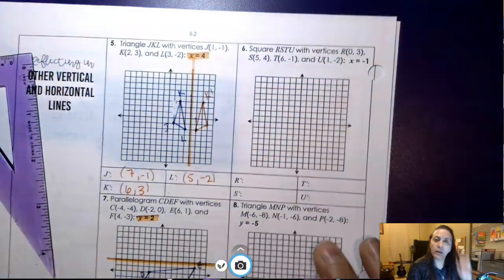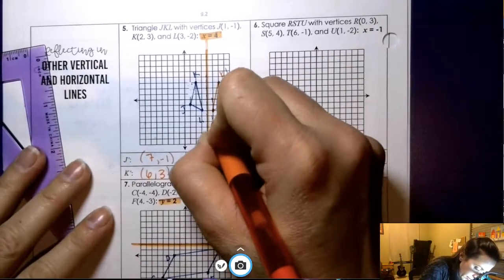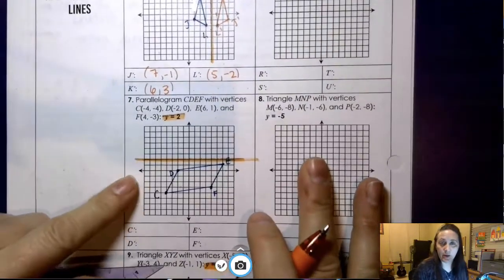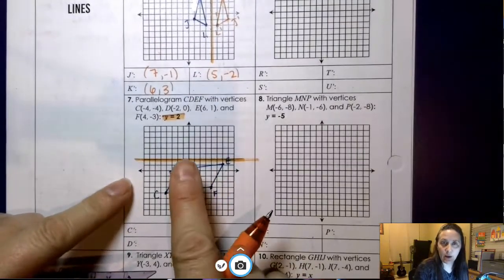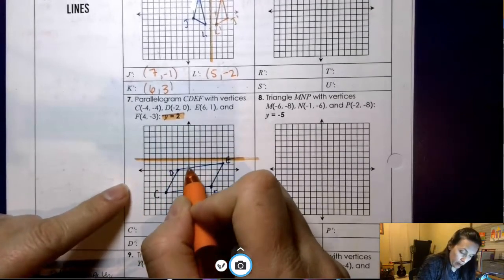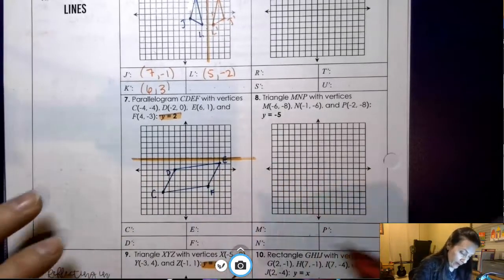There we go. So K prime, J prime, L prime, the new image. Can you do this one? So I plotted the original, and now I want to reflect it over the line y equals 2. Well, y equals 2 here, so that entire line is what we're reflecting over.